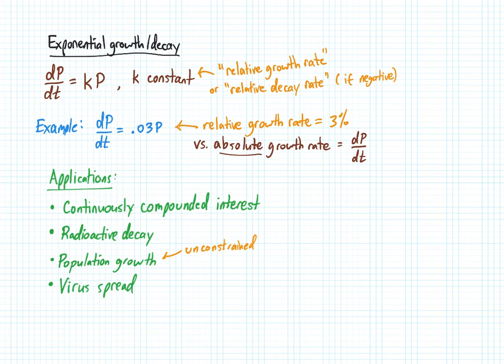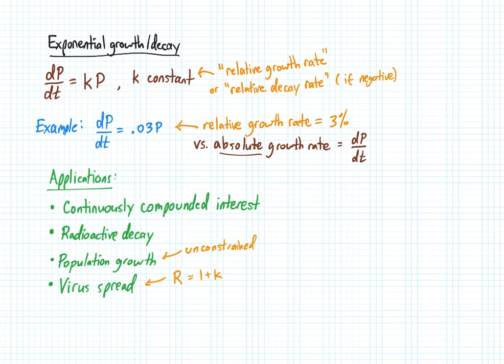And another example that's very relevant for us right now is virus spread. If P is the number of people who have the virus right now, and you assume that those people are going to spread the virus to other people, and then those people are going to spread the virus to other people, and if that rate of spread is approximately constant, then it will follow this exponential growth model.